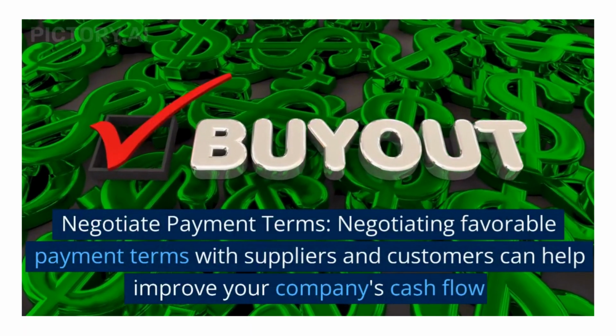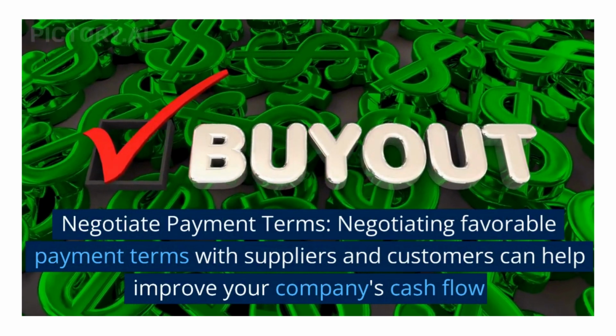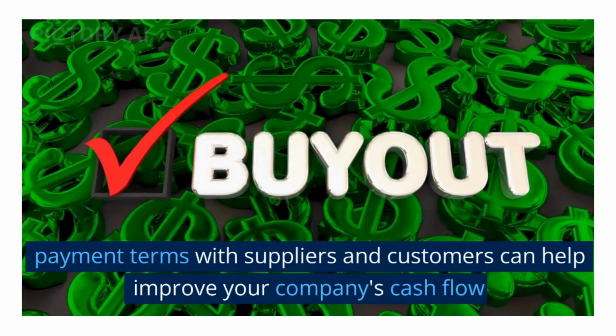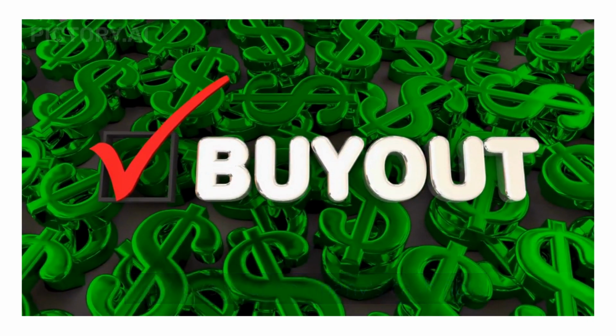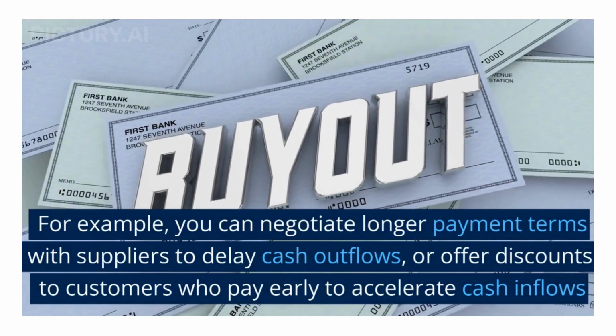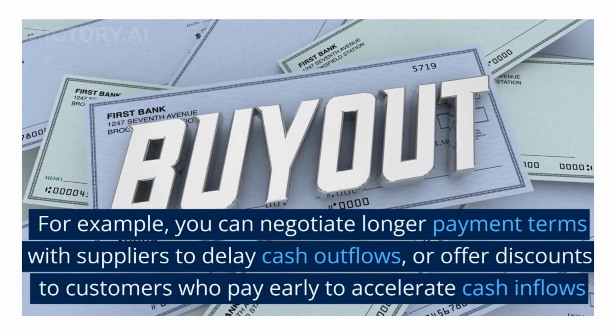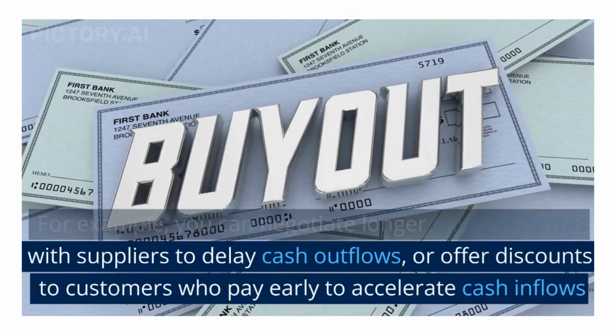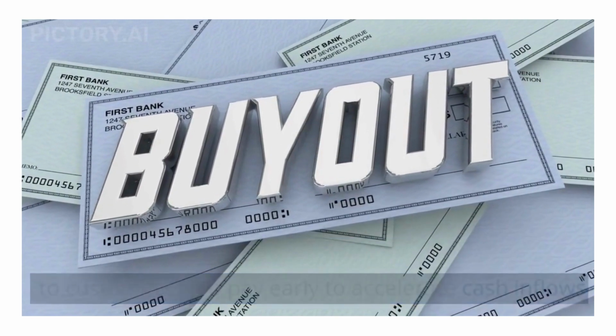Negotiate payment terms. Negotiating favorable payment terms with suppliers and customers can help improve your company's cash flow. For example, you can negotiate longer payment terms with suppliers to delay cash outflows, or offer discounts to customers who pay early to accelerate cash inflows.